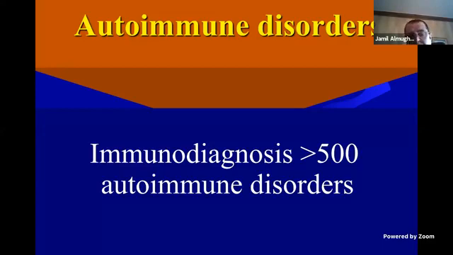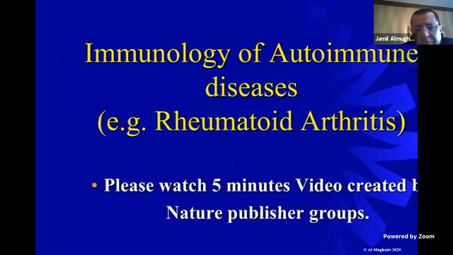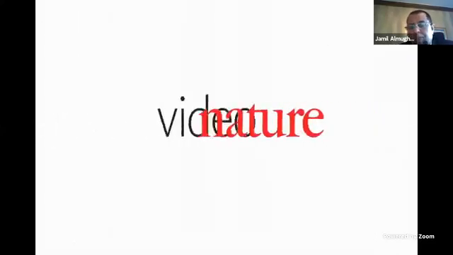If you go and see the literature review now, you will find more than 500 autoimmune disorders. But today, I will only give you a brief about the common diseases. So I will give you a brief animation video, just 5 minutes, about the immunology of autoimmune disease. Some of you may have no background about the immune system, so you can see the background of immunology here.